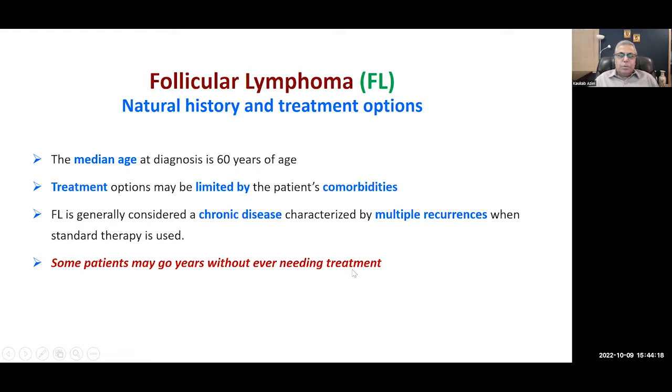We said indolent lymphomas are slow growing. Sometimes they are so slow growing that they go on for years, just like low-grade prostate cancers. Sometimes we do not even know that the prostate cancer is there, and the person has it for 10, 20 years, and he doesn't get any symptoms, and he dies of some other cause, not because of prostate cancer, right? So here again, we can find such cases.